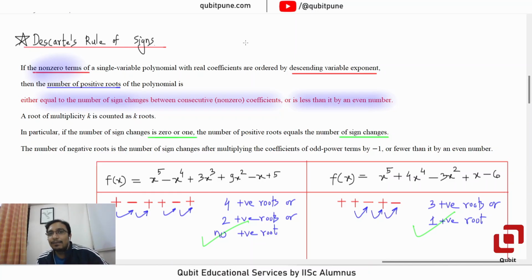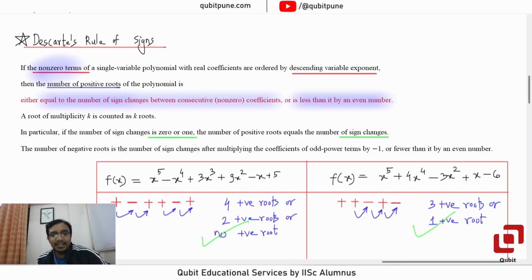Like Rolle's theorem or Lagrange's mean value theorem, or the intermediate value theorem, they're existence theorems. So they just say that a root exists or something of that sort is going to exist. What exactly is that root? We cannot determine it. And the same thing works with this also. We cannot determine how many positive roots or how many negative roots exactly we will have, but we are guaranteed to have something like this.